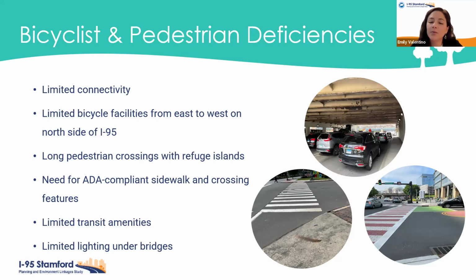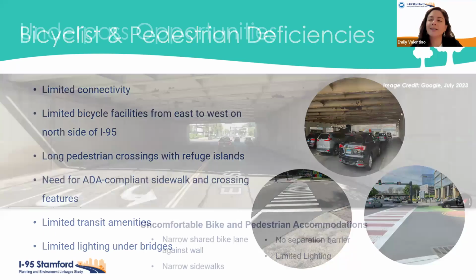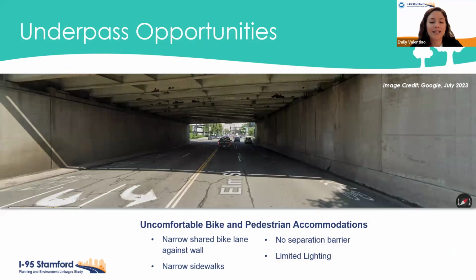There's a lack of ADA compliant sidewalks and crosswalks. There is limited lighting under the bridges, and there is limited transit amenities. So I'll show some examples of that now. And this is the underpass under I-95. We're on Elm Street looking north. And you can see straight off the bat, it's daytime, but it's still dark. So we know that lighting is an issue underneath these overpasses.